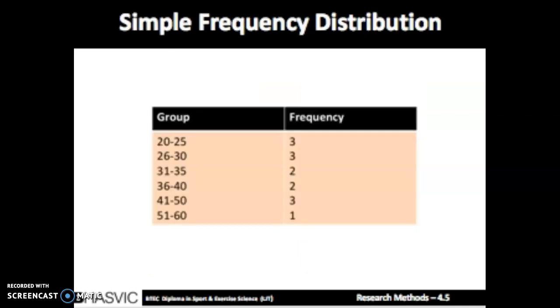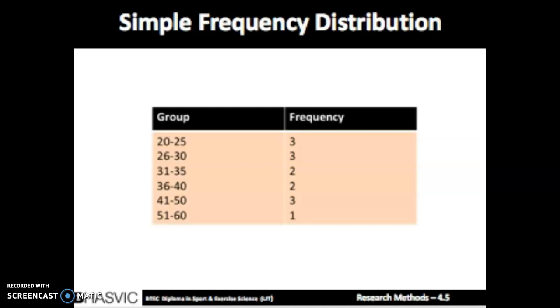Simple frequency distribution. The next, simple frequency distribution, is where one column holds the individual raw data, and the other column is the frequency of the scores, which is how many times the same score comes up.